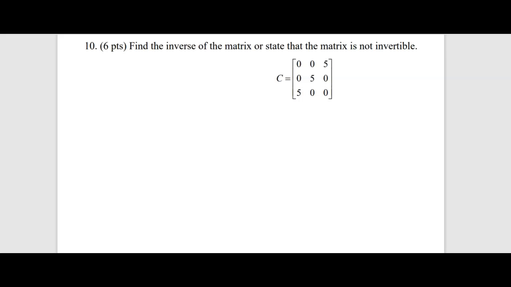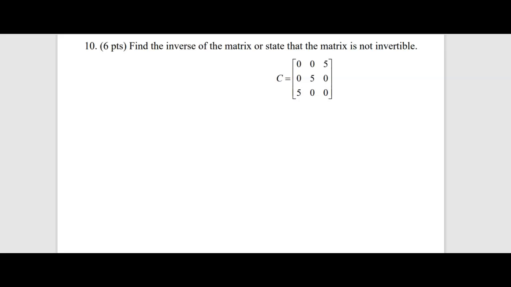Find the inverse of the matrix, or state that the matrix is not invertible. There are some determinant methods for finding the inverse of a 3 by 3 matrix, but they're not common, and the book I don't believe covers them.